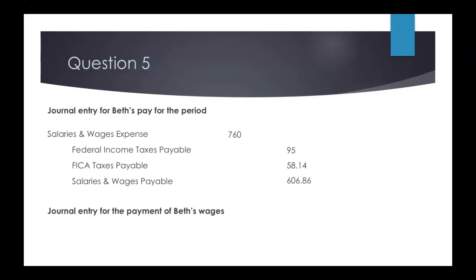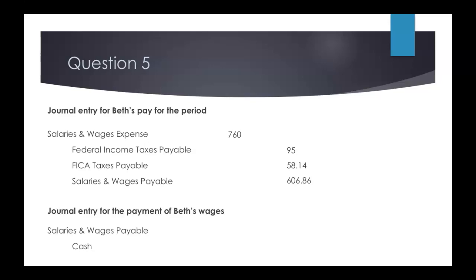Now the journal entry for the payment of Beth's wages. Well, this is when us as the company, we are now writing her paycheck. So our salaries and wages payable will be decreasing because we won't have to pay her as much anymore. And how are we going to pay her wages? Well, we're going to use cash, right? Checks are considered the same as cash.